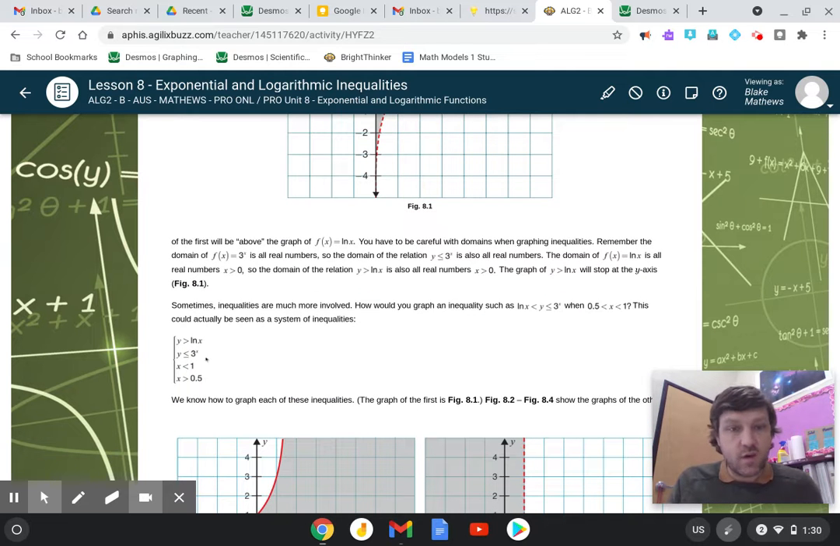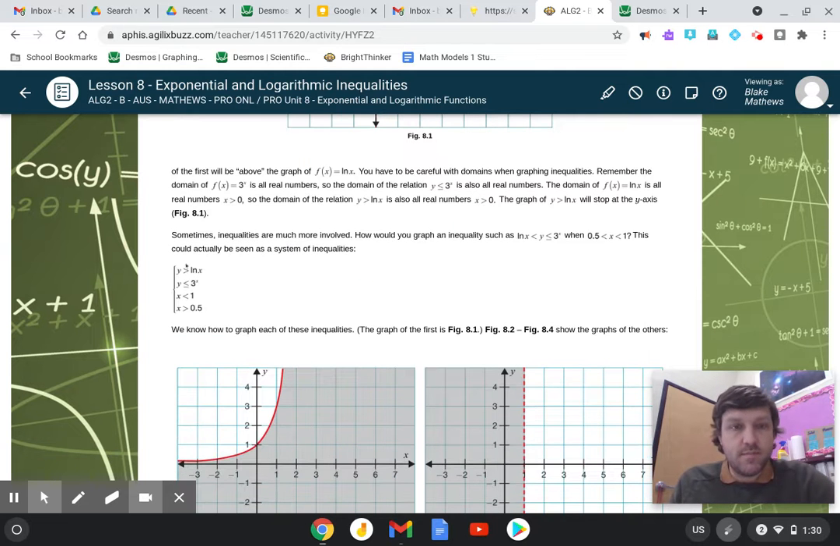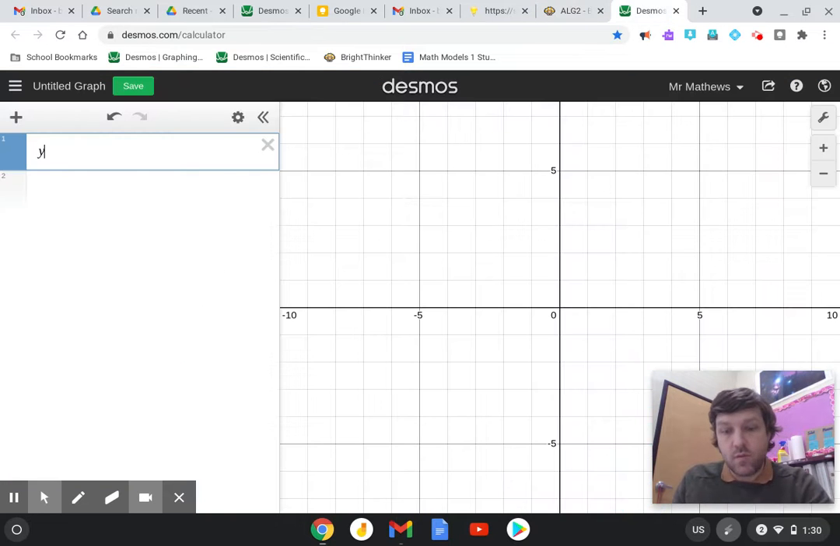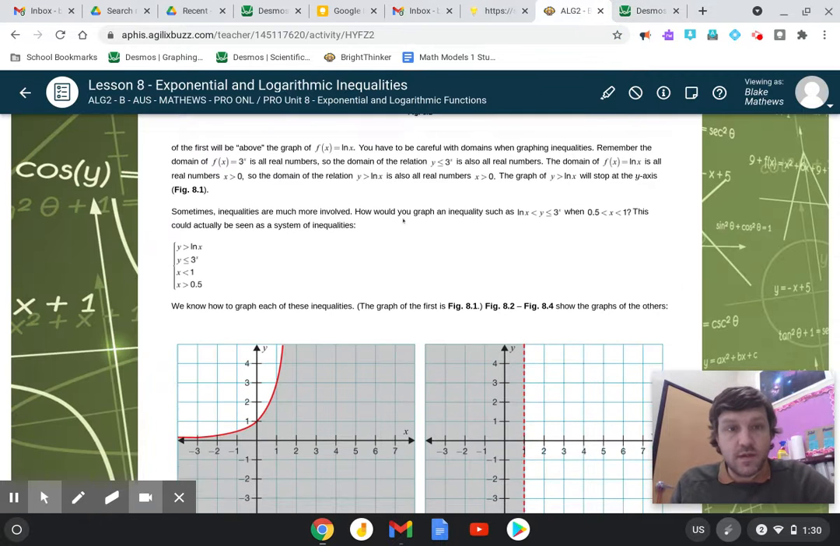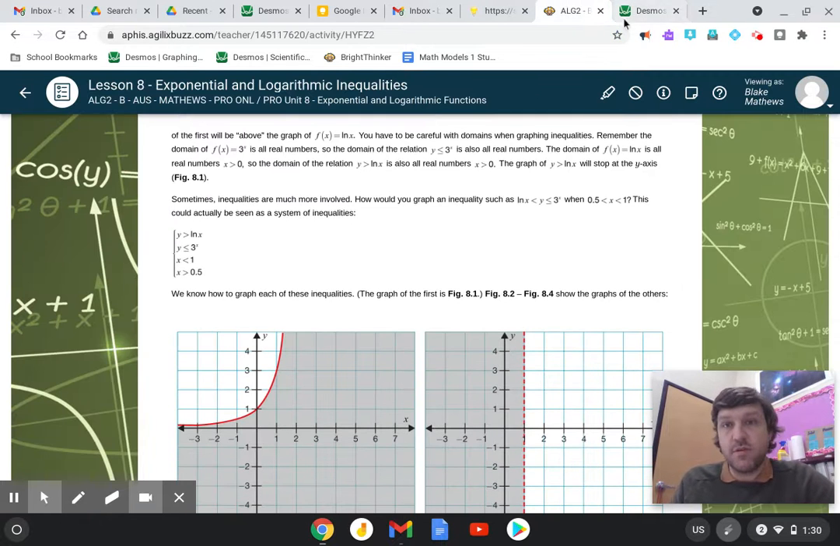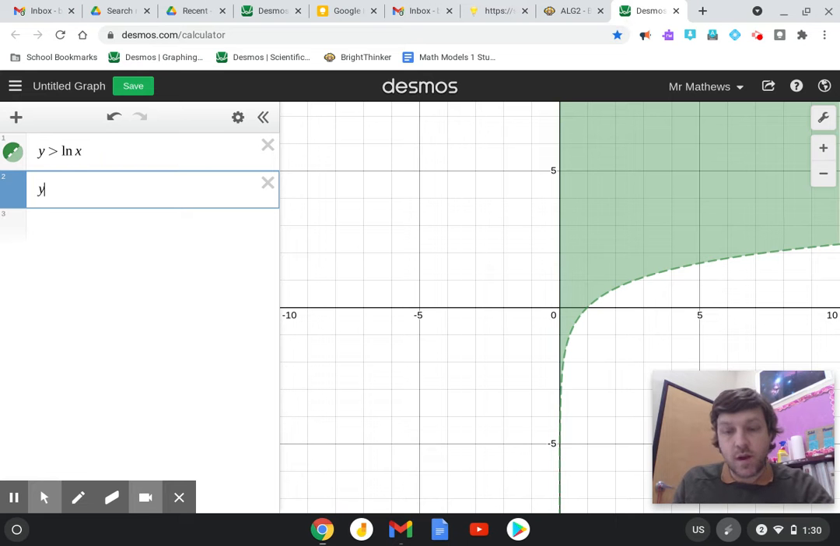So you see they've got inequalities that have a bunch of different expressions, and we're just going to type each one of these in. So like the first one, y is greater than natural log of x. Here we go. Y is greater than natural log of x. There it is in green. Then y is less than or equal to 3 to the x power.